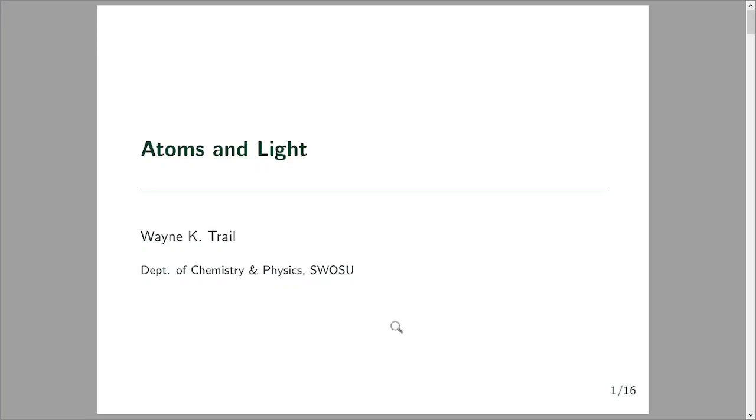So this section is on atoms and light. We're going to be talking about how atoms play a role in how light is produced.